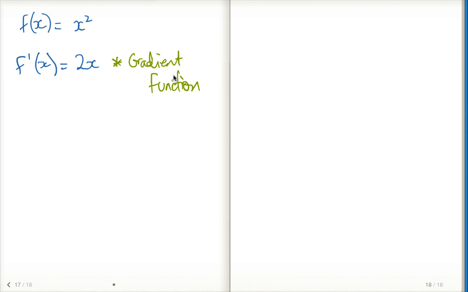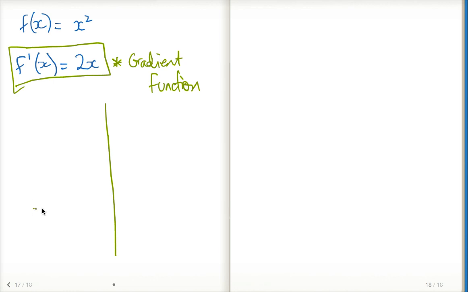Now it's really important that we understand what exactly that means. What does it mean that f'(x) equals 2x is the gradient function? Well, we know what this word gradient means. It's like the slope. Now by having a gradient function, I've got a variable in here, x. It means that I can find the slope at any given value of x. Okay? So let's have a look.